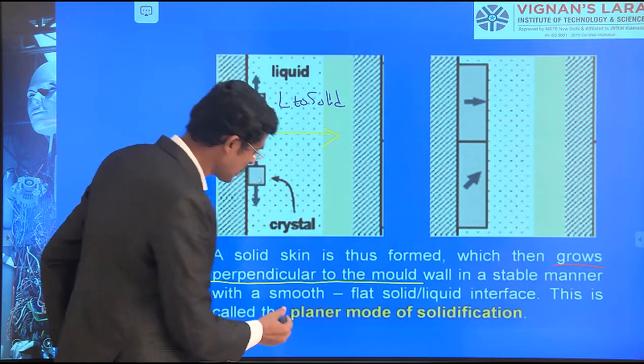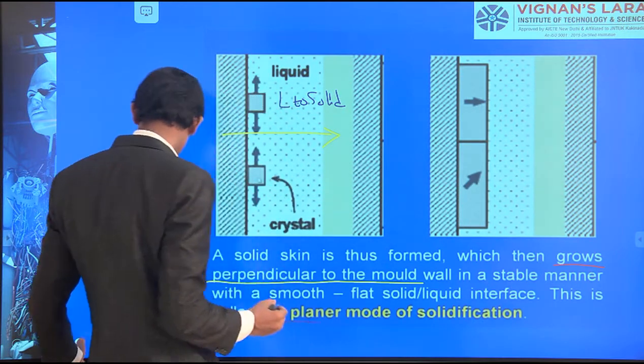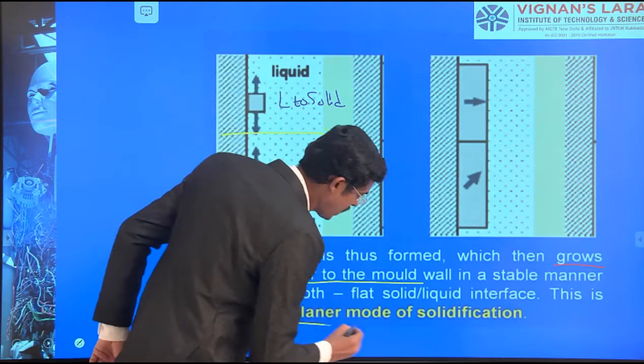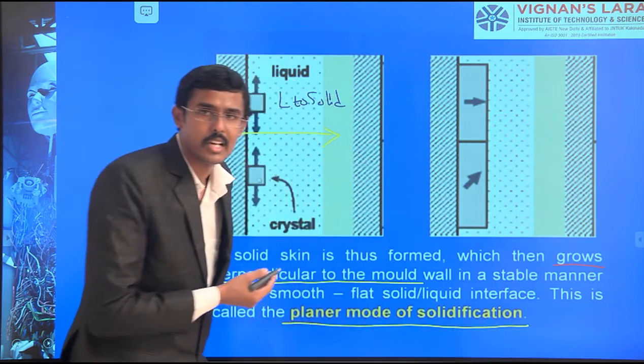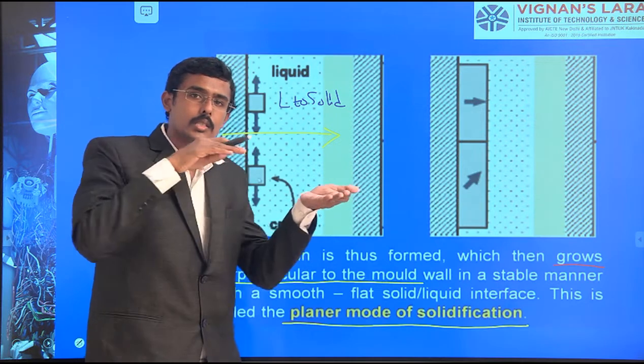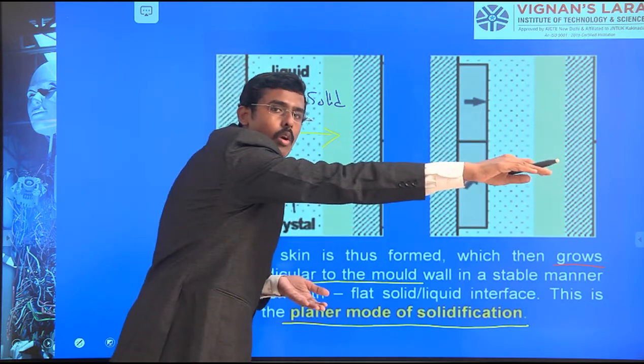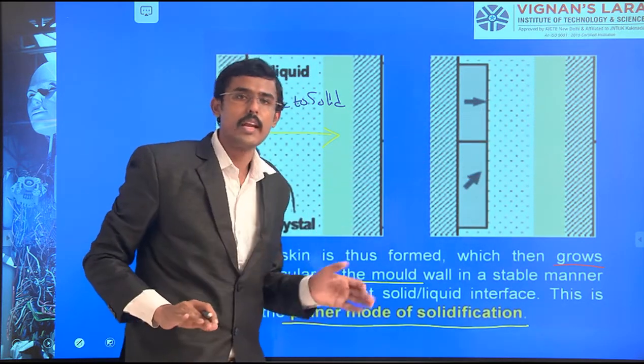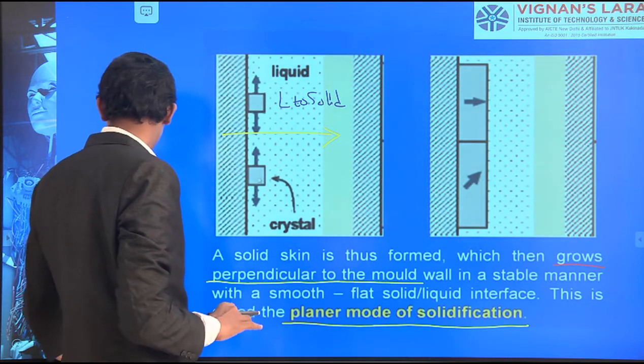This is called planar mode of solidification. What is the planar mode of solidification? First it started from the wall, then it started perpendicular to the mold direction. Then it is called the planar mode of solidification process.